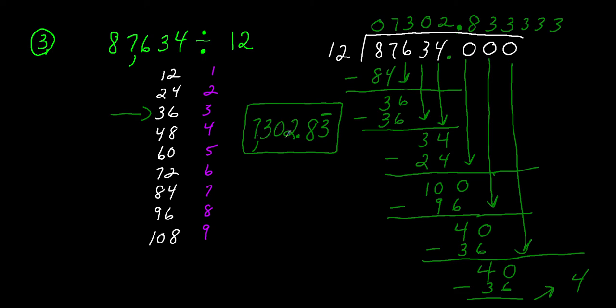And this is my final answer: 7,302.83 with the bar over the 3. So that's how you deal with long division when the remainder is not 0 and you need to make it into kind of a decimal like this. And that is the answer. So in other words, 87,634 divided by 12 is 7,302.833333. Let's do the last problem.